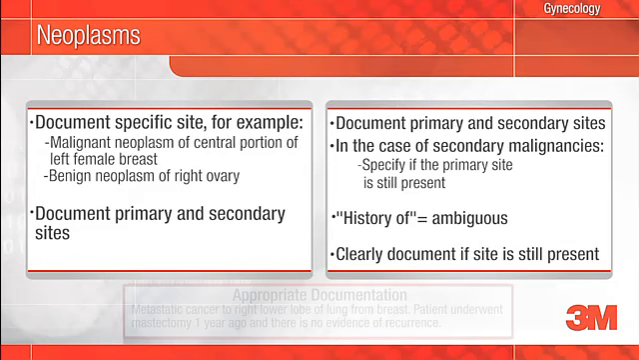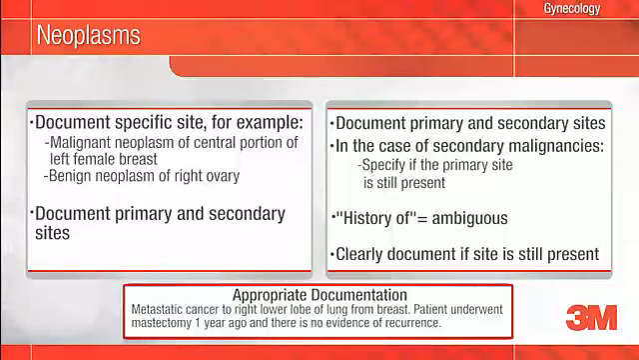For example, appropriate documentation of a malignancy would be metastatic cancer to right lower lobe of lung from left breast. Patient underwent mastectomy 1 year ago, and there is no evidence of recurrence. This documentation clearly identifies the primary and secondary site and states the primary site is no longer present, all of which are factors considered in code assignment. It is perfectly acceptable to state primary site unknown or to state a diagnosis as possible or probable.